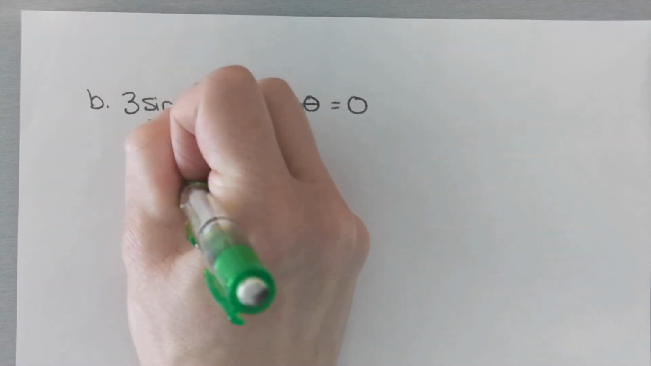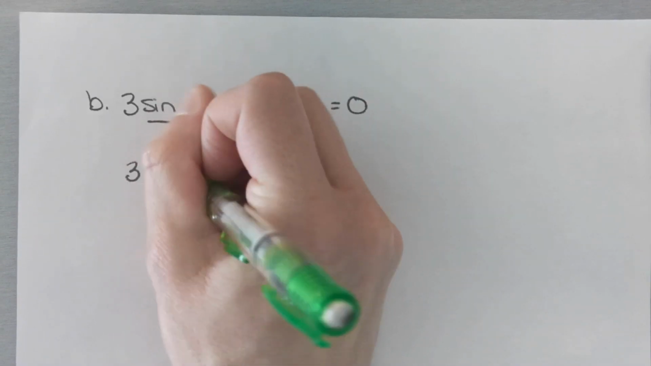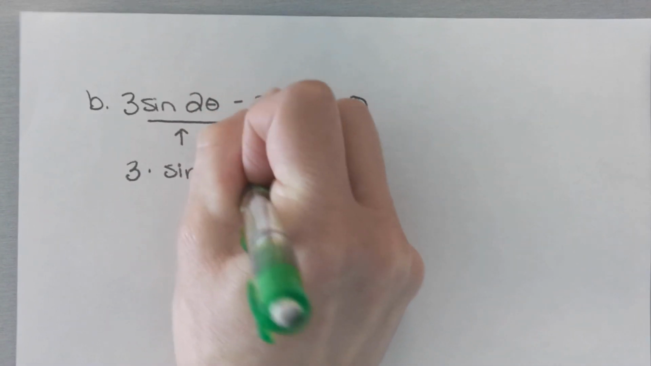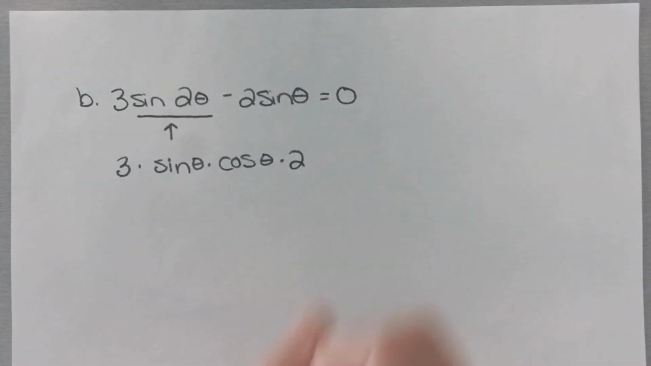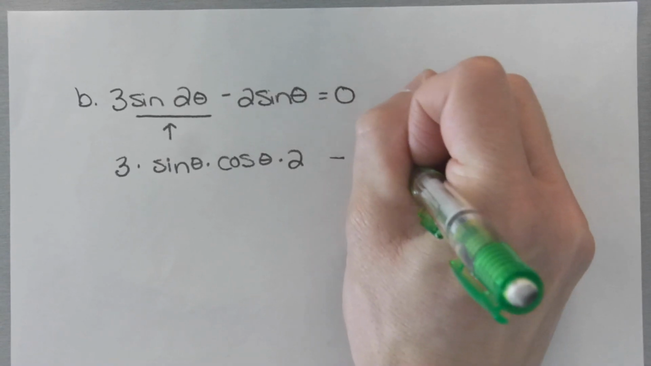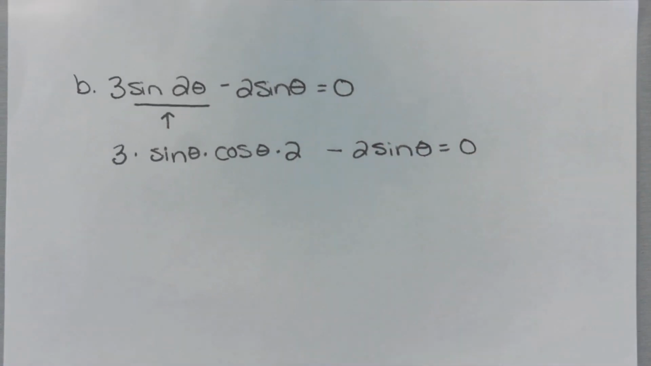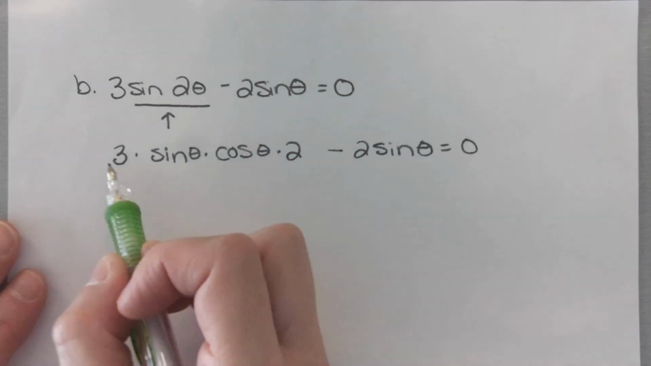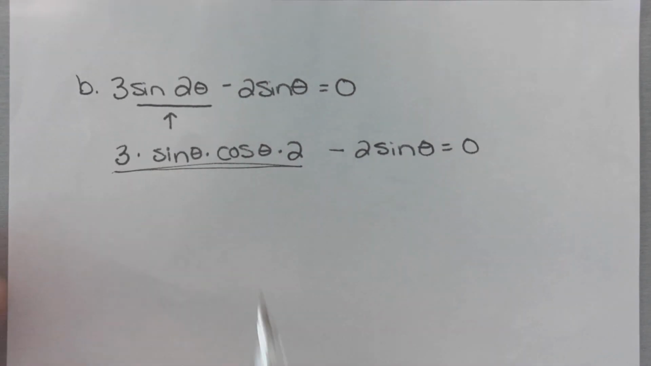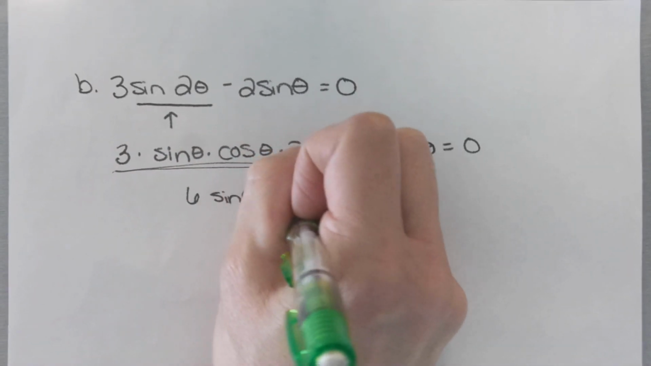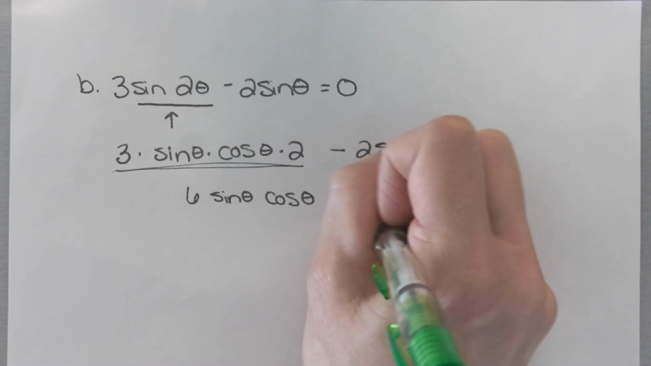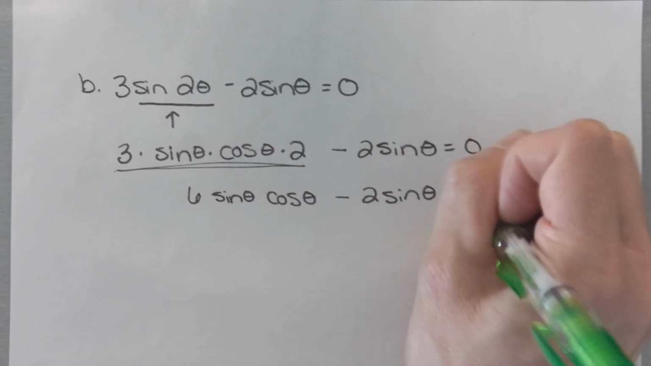It's 2 sine 6. So it's sine theta cosine theta times 2. And then I still have minus 2 sine theta equals 0. Let's deal with this, because we know order of operations says we have to multiply first. So let's condense that down. On this side, I have 6 sine theta cosine theta minus 2 sine theta equals 0.